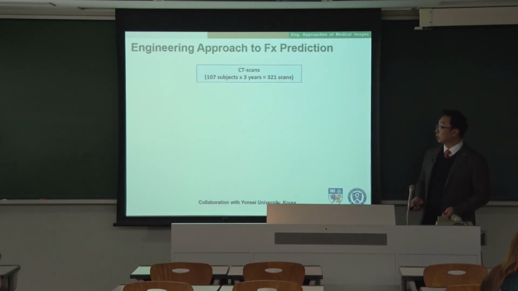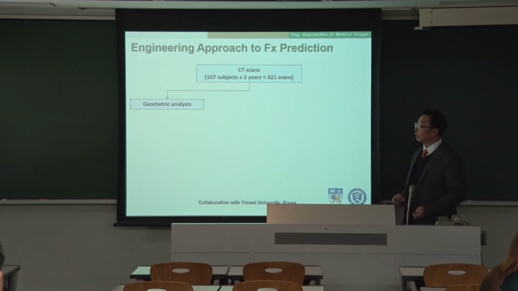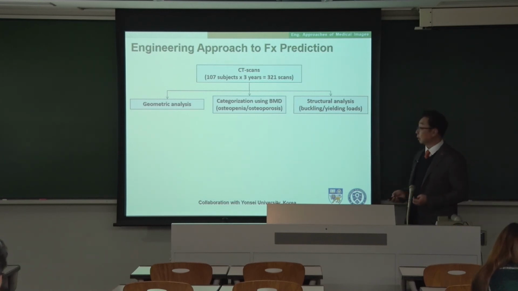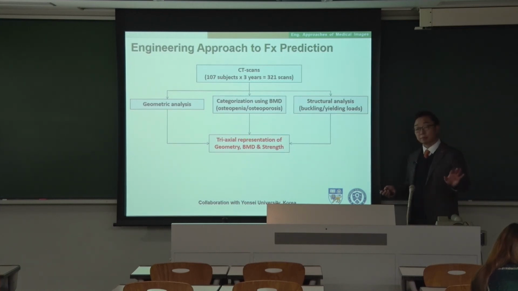Together with Yonsei University, when I was in Singapore, we had 107 subjects, and we analyzed those three factors. We have the bone mineral density from the DEXA machine, and we have a CT scan, from which we can get the geometric analysis as well as the structural analysis using finite element analysis. So we have a triaxial representation of each subject, for about 107 subjects, and we analyzed all of these three factors together.